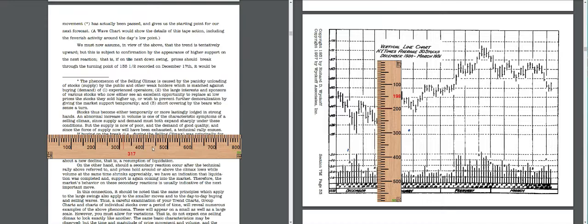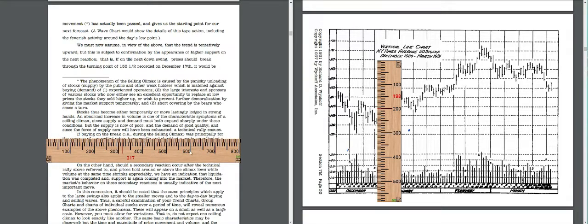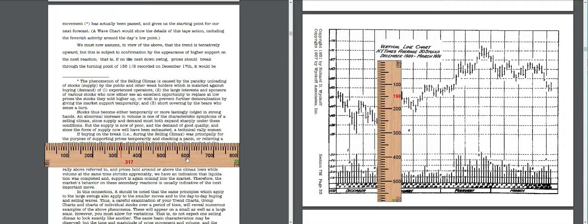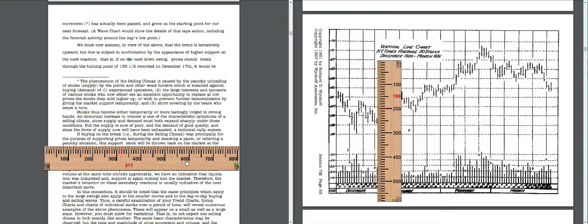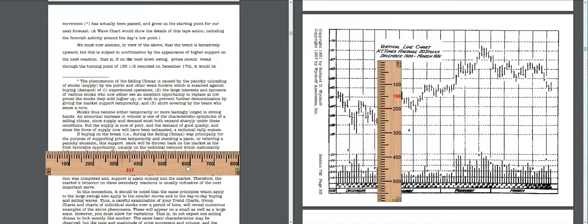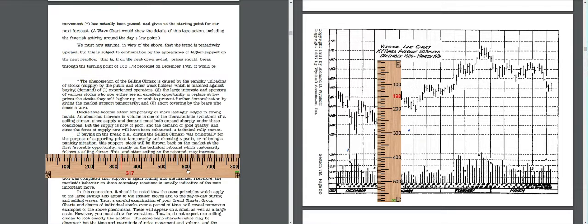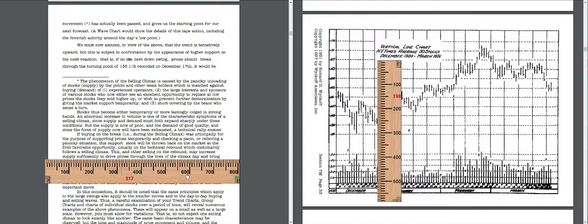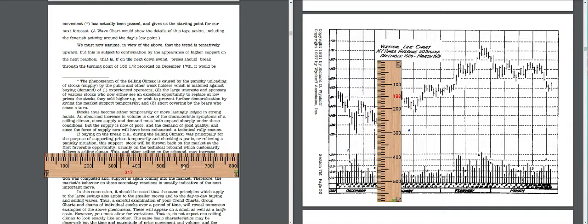Because of the climax. A technical rally ensues if buying on the break was principally for the purpose of supporting prices temporarily and checking a panic or relieving a panicky situation. This support stock will be thrown back on the market at the first favorable opportunity, usually on the technical rebound, which customarily follows a selling climax. All he's saying is that when there's a selling climax and there's a rebound, if the CM did that rebound, if it's just an automatic rally, if it's just like a halfway back, just a pullback because of short covering, etc., then heavy selling is going to come in and they're going to break the low.